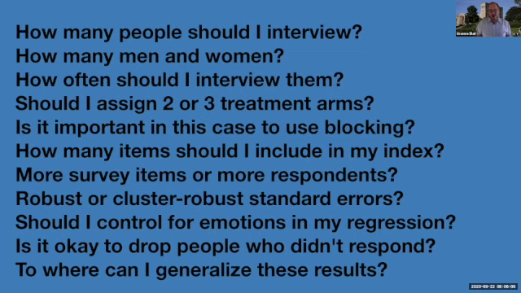How many items should I include in my outcome index, and how should I index them? How should I trade off between the length of the survey and the number of respondents that I can interview if I have a fixed budget? Should I use robust standard errors or cluster robust standard errors? Should I control for emotions in my regressions, or am I at risk of post-treatment bias? Is it okay to drop people who didn't respond, or is that going to introduce bias? And to where can I generalize these results?